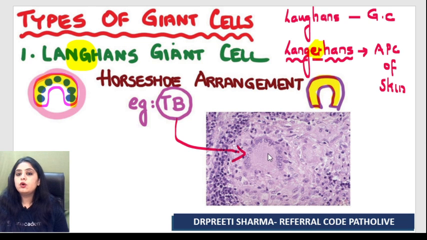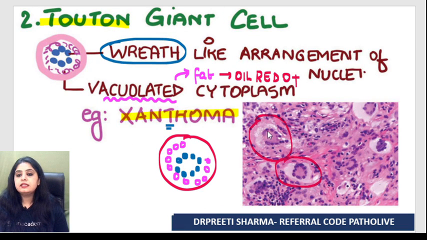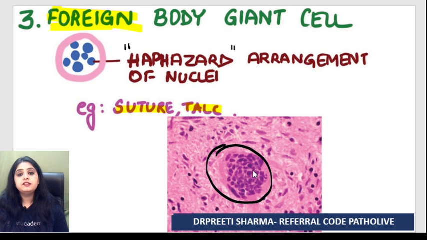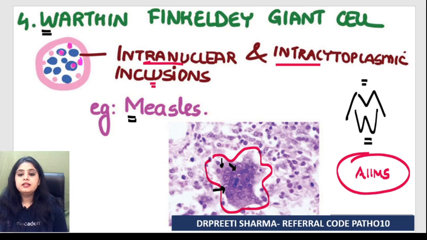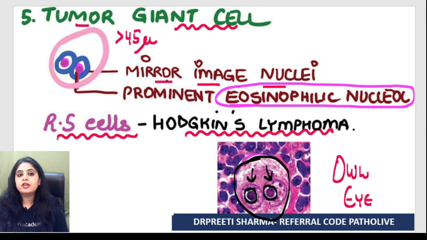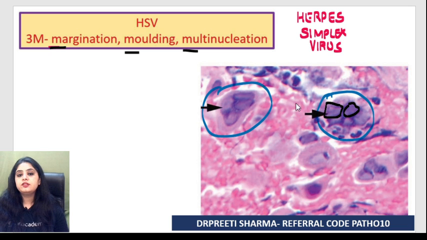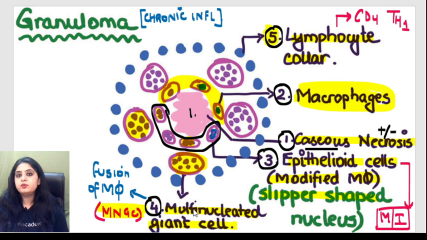A very quick recap. If we see horseshoe shape arrangement, Langhans giant cell of TB. If we see wreath-like arrangement with foamy cytoplasm, Touton giant cell in xanthoma. If we see haphazard arrangement, foreign body giant cell. If we see inclusions, it is Warthin-Finkeldey giant cells of measles. If we see the owl-eye appearance, it is a tumor giant cell, the RS cell. And if we see the 3 M's, we are dealing with herpes simplex virus. So these are the different kinds of giant cells that you had to know, which we have done.